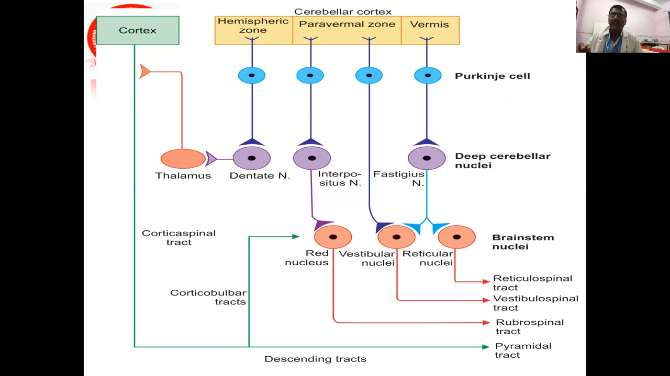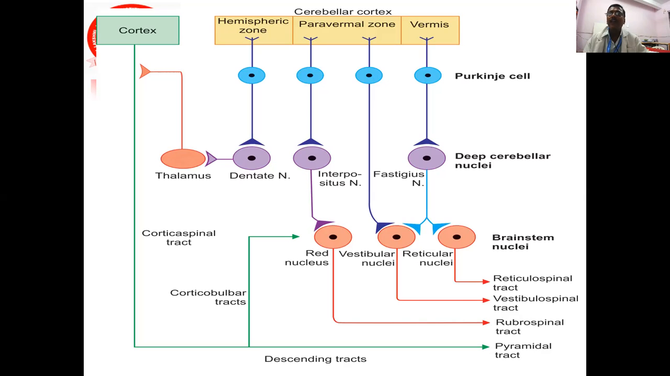And this is the infrastructure of the cerebellar cortex. From the cortex, impulse goes to synapse in the thalamus and also to the red nucleus, and also tracts go down to the pyramidal tract. So from the descending tracts from the cortex, impulses synapse to the thalamus, then into the dentate nucleus.